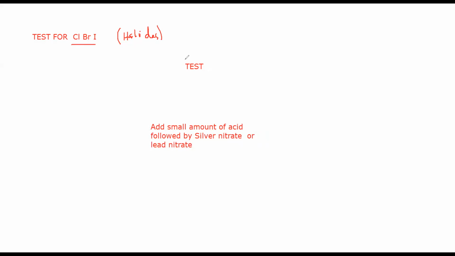Either you first add a very small amount of acid, and then you will add silver nitrate or lead nitrate. Silver nitrate is AgNO3 and lead nitrate is Pb(NO3)2. Why? Because lead valency is 2, that's why it's lead 2 nitrate. So either one of them, not both together, you will add silver nitrate or lead 2 nitrate.